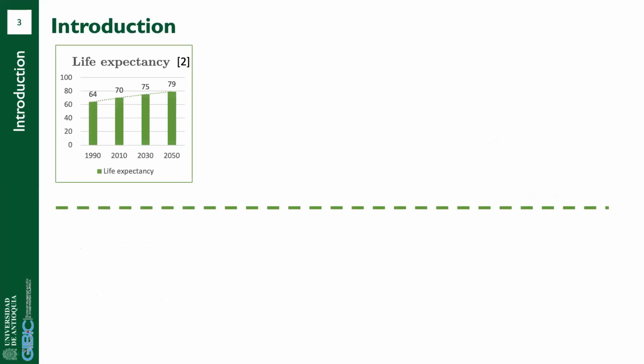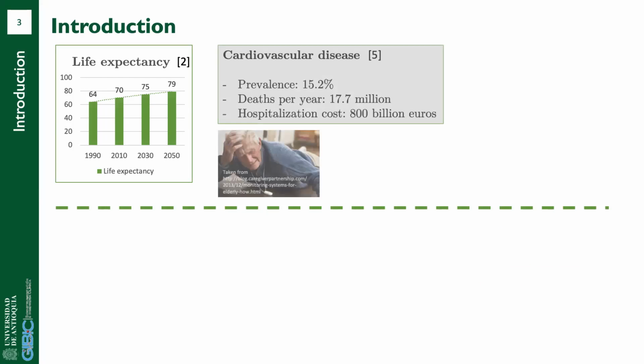Since some years ago, the World Health Organization has been studying the life expectancy trends in the general population and found that for the year 2050, this statistic increases to 79 years. That sounds great, but the problem is it comes with an increase in the prevalence of illnesses like cardiovascular diseases, and it comes with an increase in deaths per year, now near 17 million deaths per year, and the costs of hospitalization are around 800 billion euros per year too.